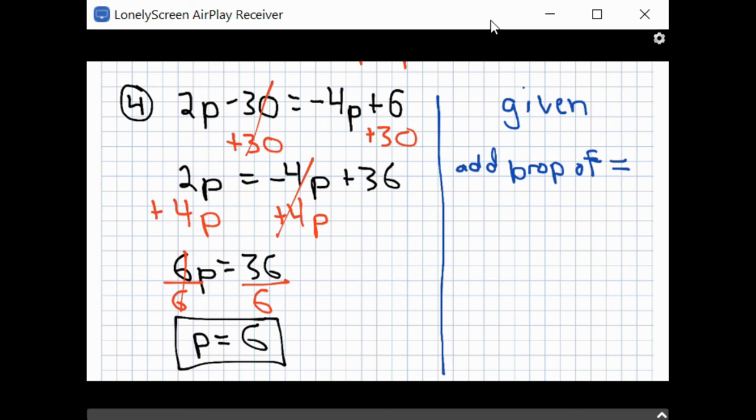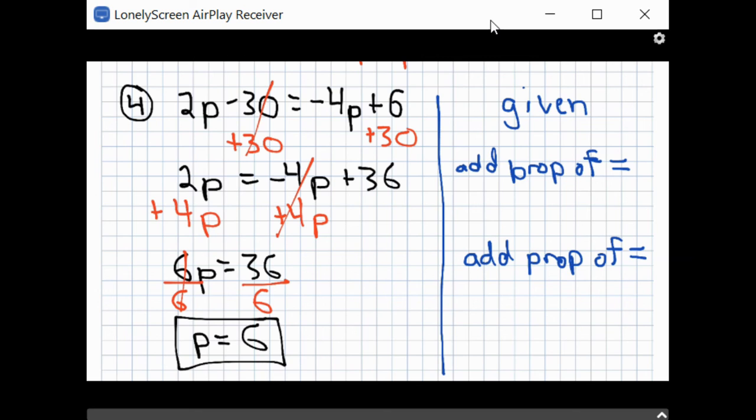Okay. And then how did I get from 2p equals negative 4p plus 36 to 6p plus 36 equals 36? Well, I added again. I just added 4p's to both sides. So that's just the exact same reason. Addition property of equality. All right. If I had subtracted, I could call that the subtraction property of equality, but I haven't subtracted. But it's the same idea.